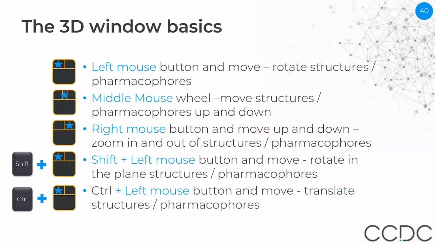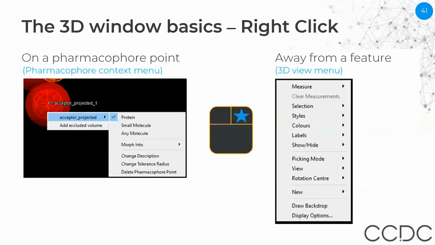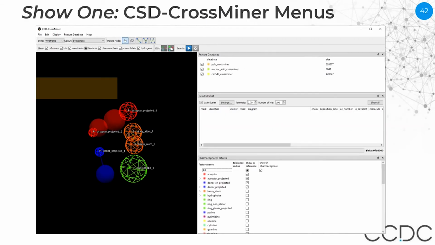Shift and left mouse works to rotate your features in the plane, and control left click is to move structures in the plane. If we right click on a pharmacophore point, you will see this menu appearing, which is the Pharmacophore context menu, and you will be using some of these options during the hands-on part. If you right click away from a feature, the 3D view menu will appear, showing you some of the 3D view options.